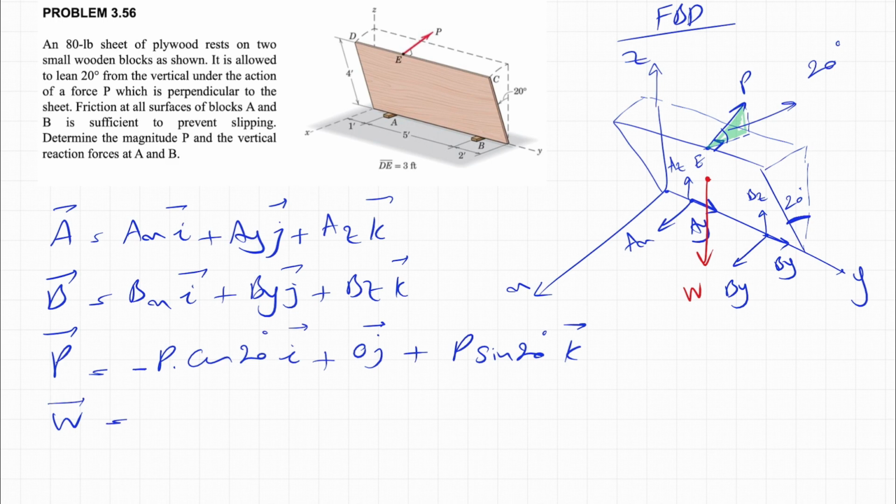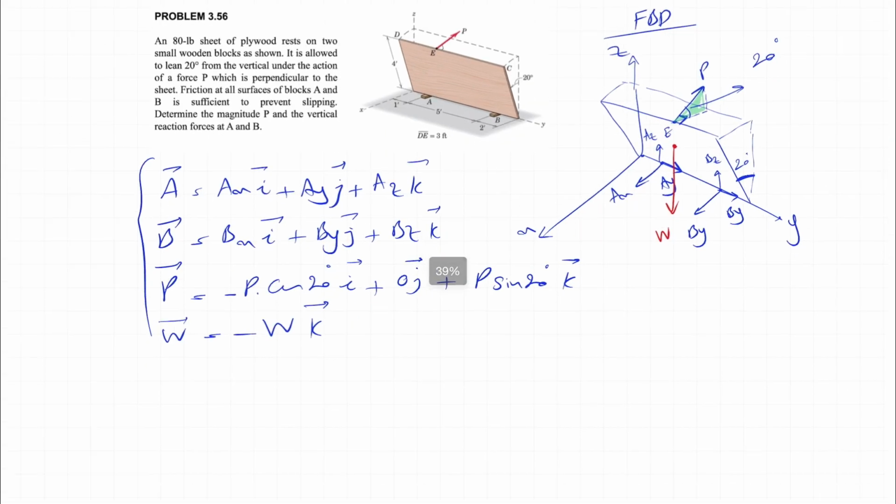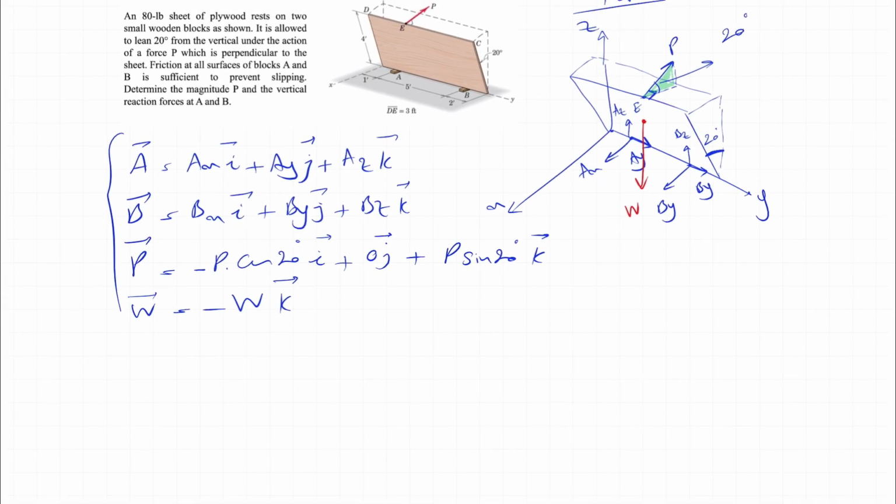There's one more force that we need to find in vector form. That would be the weight of the sheet. It only has one component along the z axis, and it will be minus W in the z component. So that's everything we have for the forces, and let's move on to the moment equation.